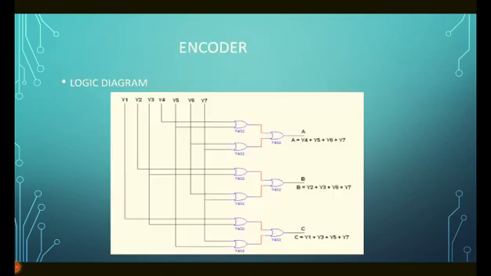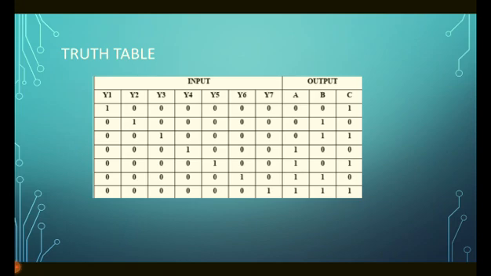And this is the logical diagram for the encoder. In total we have 7 inputs and 3 outputs, and we have used OR gates. And this is the truth table. When we give input value for y1, we get output value of C. When we give input value for y2, we get output value of B. When we give input value for y3, we get output for B and C.